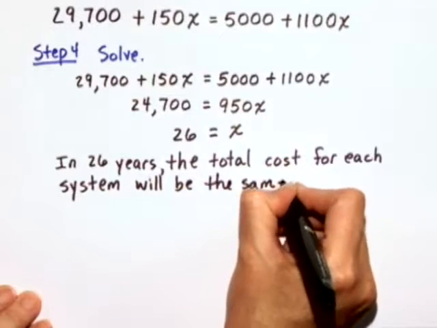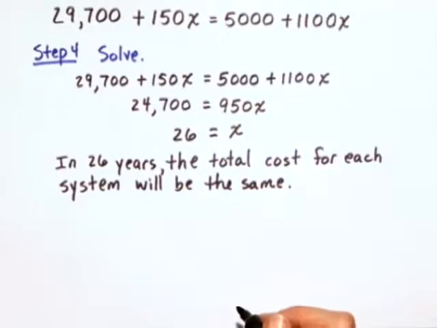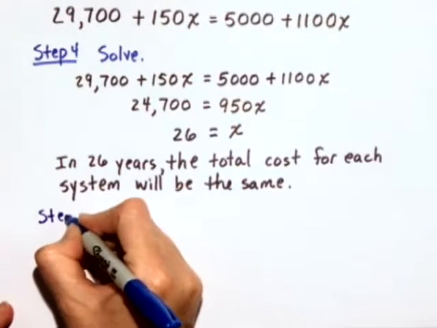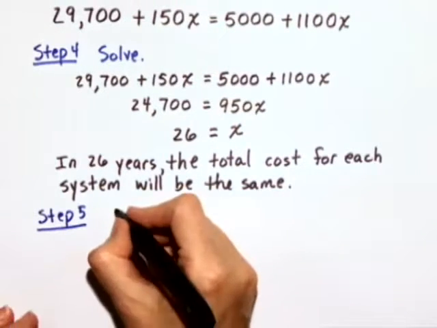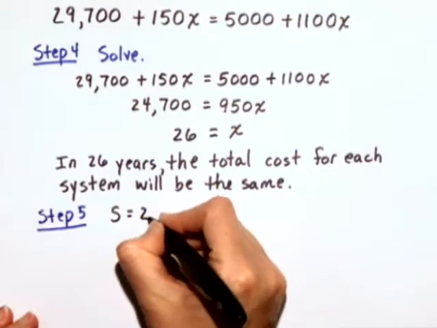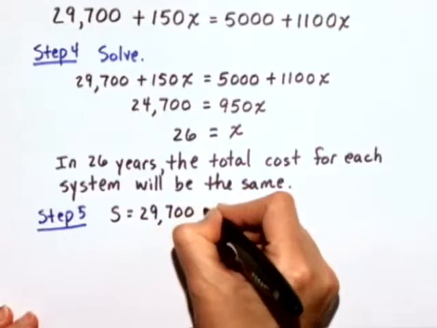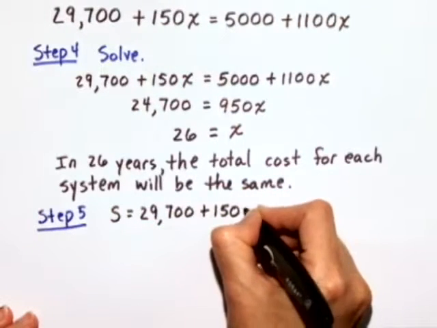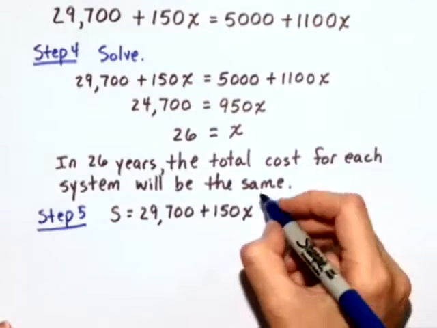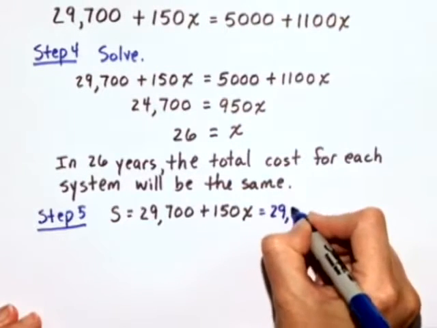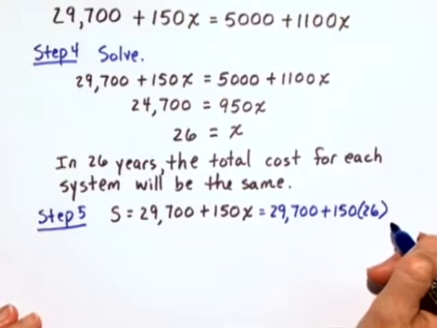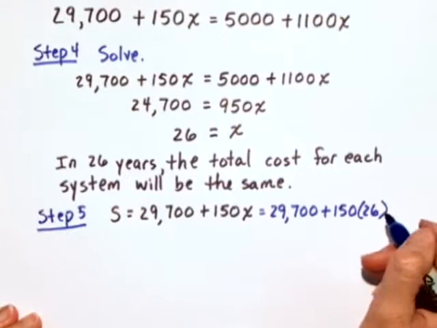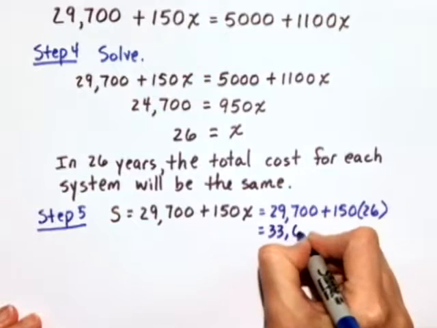And we actually had one more question to answer. The other question is, what will the cost be at that time in 26 years? And I'm going to answer this in step 5. Normally in step 5 we check our answer. So remember back in step 2 I said that the total cost for solar is 29,700 plus 150 times x. And if I substitute 26 in for x, I'll get 29,700 plus 150 times 26, or I'll have a total amount of $33,600.